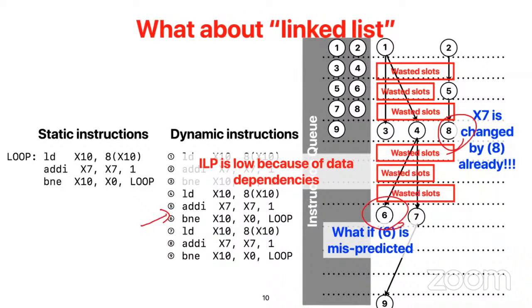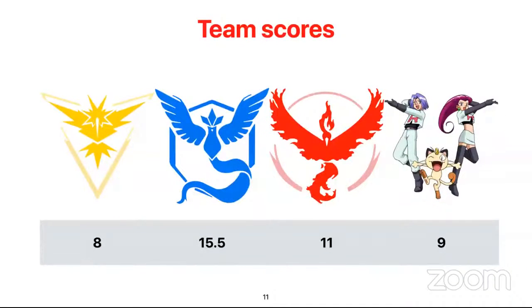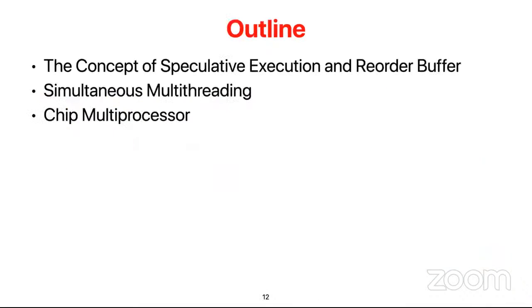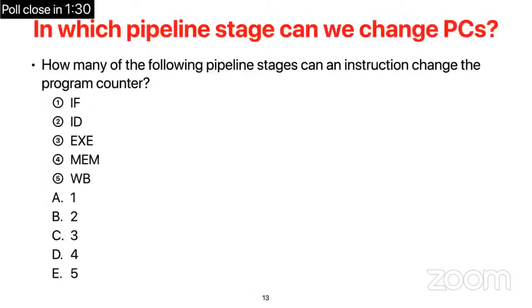So here's our current standing of each team. And today we are going to talk about the concept of speculative execution and the reorder buffer. We are going to talk about simultaneous multithreading and the chip multiprocessor. So we say that we have issues with branch misprediction. However, I just want you to refresh your mind: including branch, in what pipeline stage, how many of the following pipeline stages can we potentially change the PC?